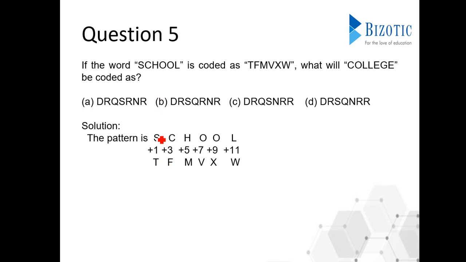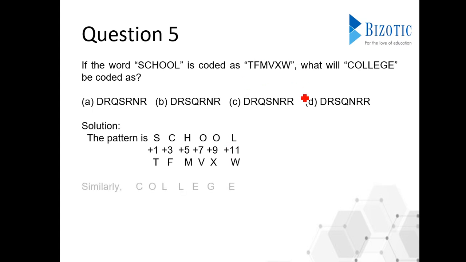TFMVXW. When you add 1 to S, it becomes T. When you add the next odd number, 3, to C, it becomes F. Adding 5 to H becomes M. Adding 7 to O becomes V. Adding 9 to O becomes X. And adding 11 to L becomes W. So it's just the addition to alphabets using the odd numbers.